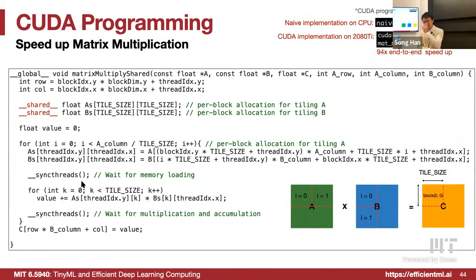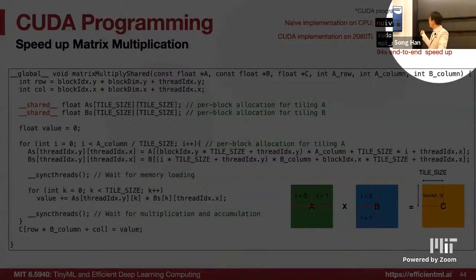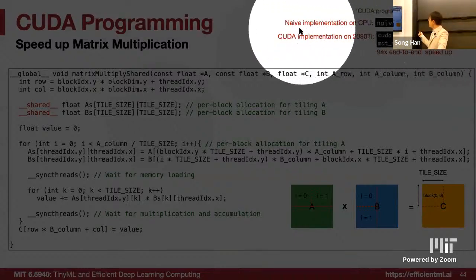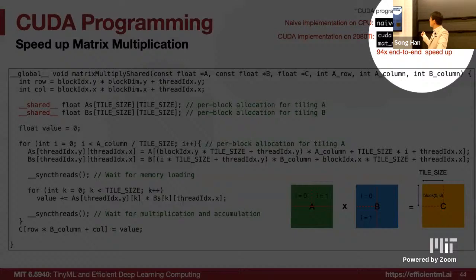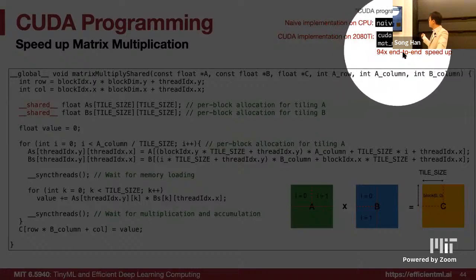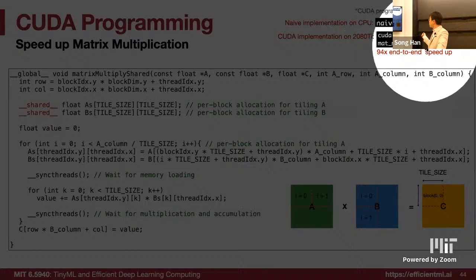Given that, we can jump into how to speed up matrix multiplication. Compared with the CPU implementation, which takes 24,000 milliseconds, the CUDA implementation on the 2080 Ti GPU, which is quite outdated actually, has a CUDA kernel time of only 6 milliseconds, and the overall matmul takes 200 milliseconds. That's almost a 100 times end-to-end speedup. And you can tell from here that launching the kernel is very expensive.